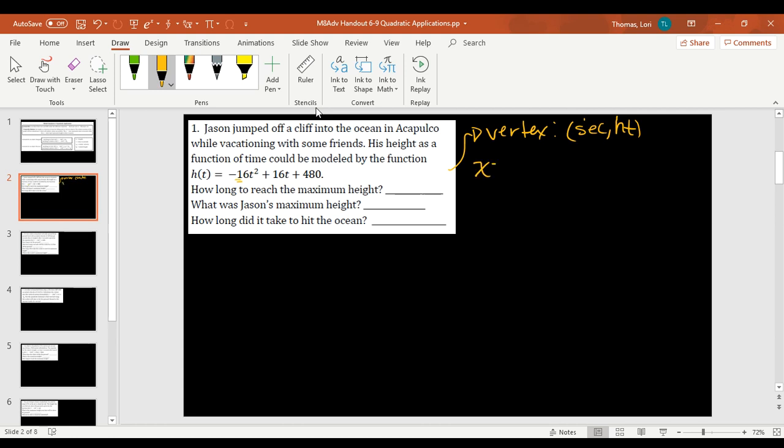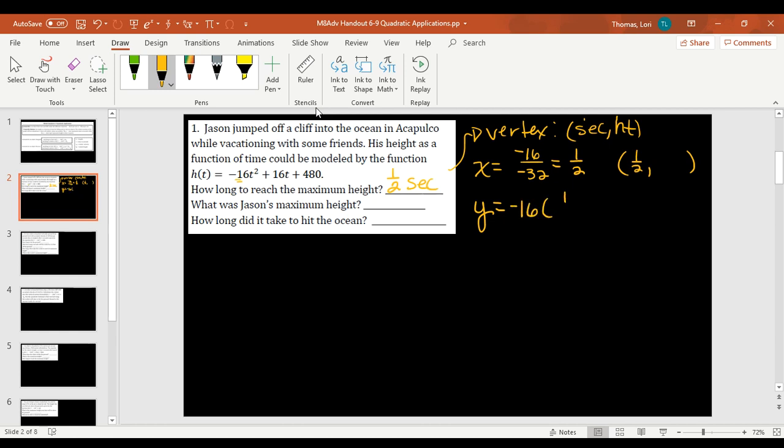So to get the x value of my vertex, it's -b over 2a, and I get a positive 1/2. So 1/2 is the x part. So 1/2 second. So you can put 0.5. I'm just going to use a fraction. Now, what was Jason's maximum height? This would be the y part of your vertex. So we're going to plug it into the function.